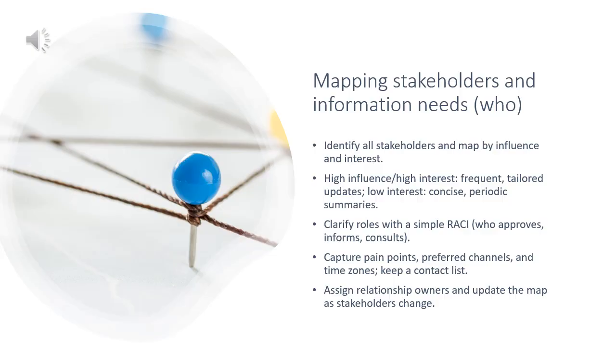Identify everyone who cares about the project outcome. Map stakeholders by influence and interest. High influence and high interest need frequent tailored updates. Low interest need concise, periodic summaries. Clarify roles using a simple RASI. Determine who approves, informs, and consults on each topic.